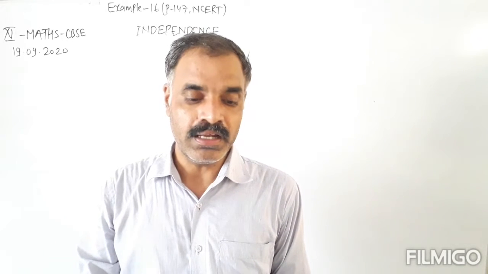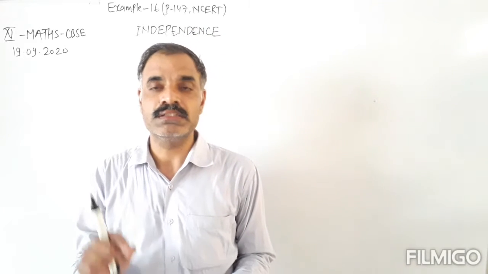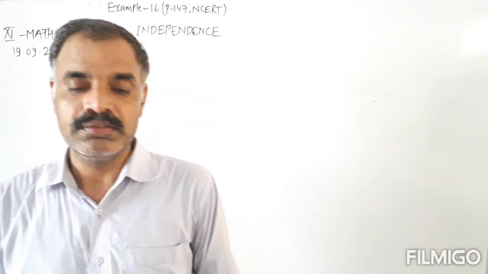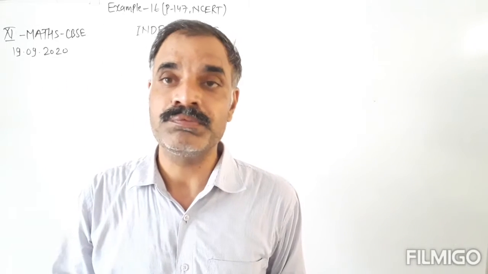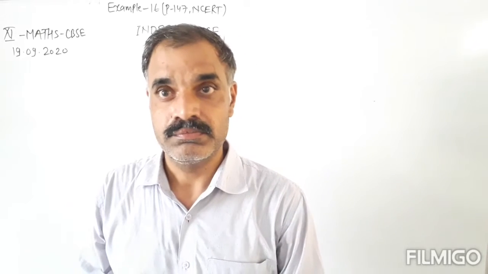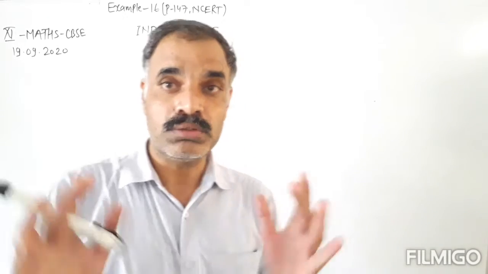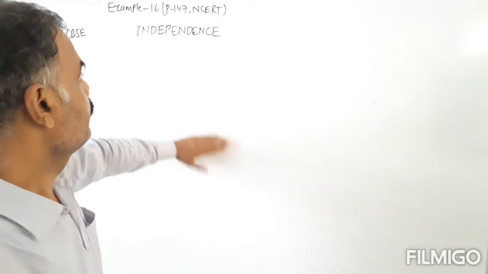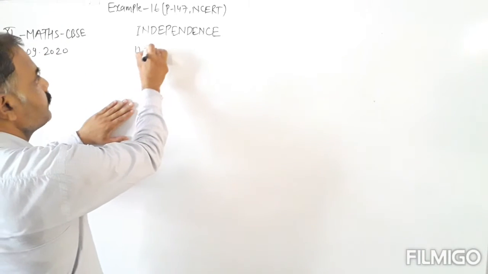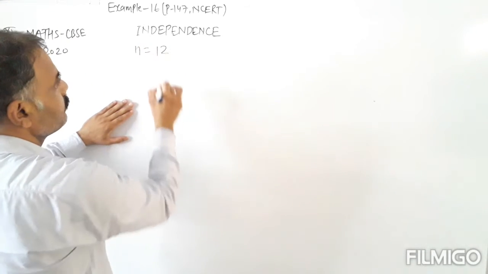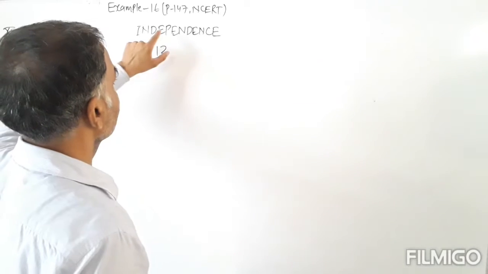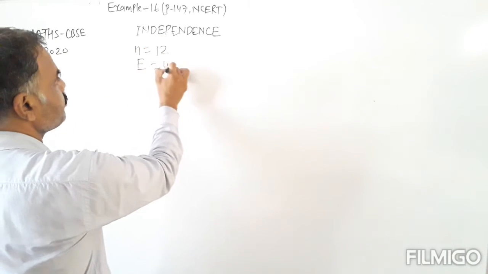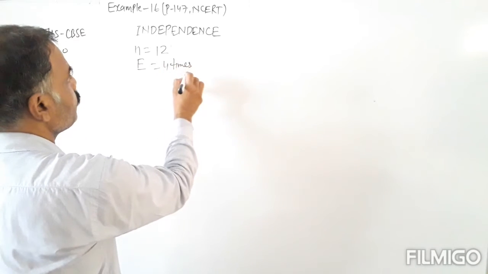Independence. In how many of these arrangements? First part, second part, third part and fourth part are given, but first of all we have to find the total number of arrangements of the word independence. Here total letters are 12. E is repeating 4 times.